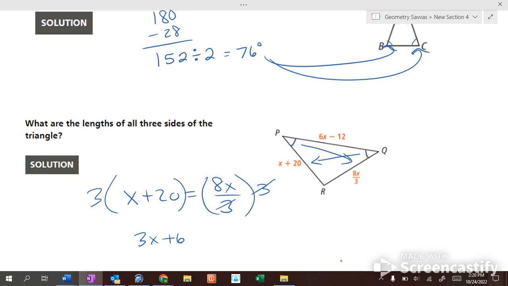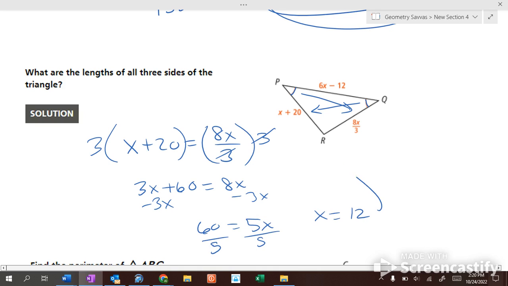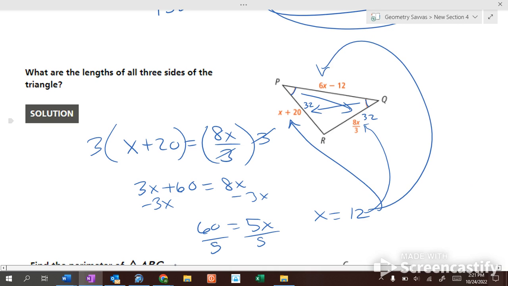So 3x plus 60 equals 8x. And then what do we do to both sides? Subtract 3x. So 60 equals 5x. Divide by 5. X equals 12. If we plug that in, this side is 12 plus 20, or 32. 12 times 8 is 96, divided by 3 is 32. Okay, here we go. We can figure out what this side is too. 6 times 12 is 72 minus 12 is 60. Okay.